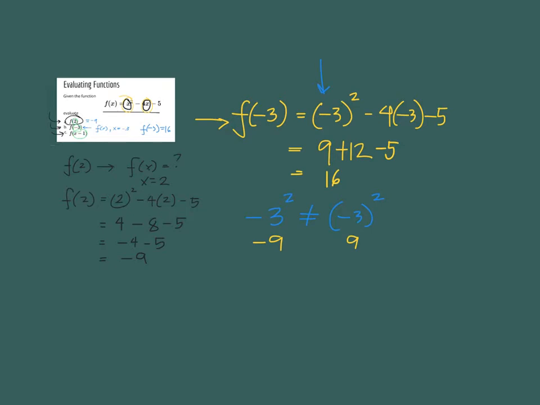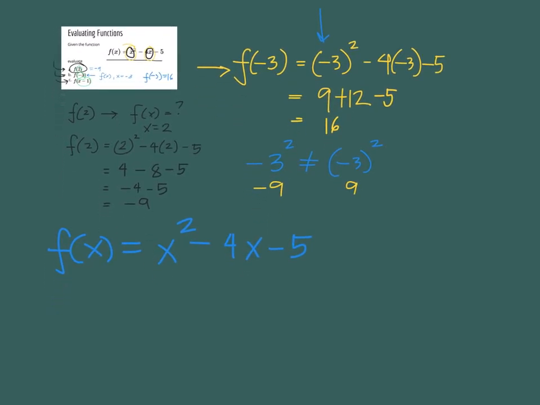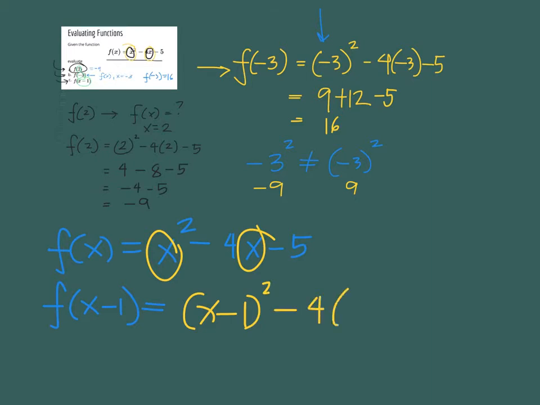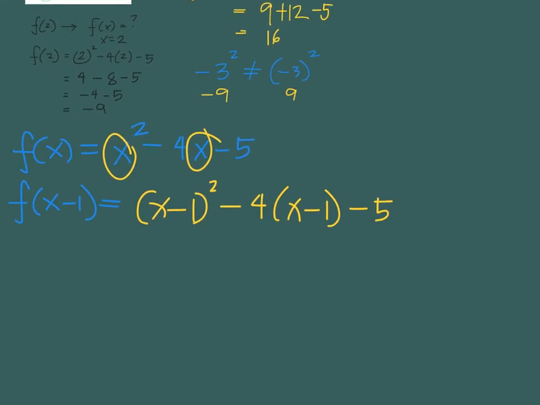So again, let's rewrite the function f of x is equal to x squared minus 4x minus 5. So to find f of x minus 1, we simply change all this x by x minus 1. So let's show it. Write x minus 1 squared minus 4 times x minus 1 and then minus 5. Then all you have to do is to simplify the expression. Make sure you know the basics of expanding expressions.